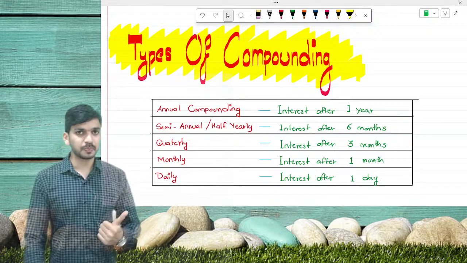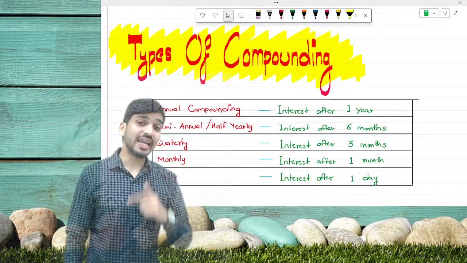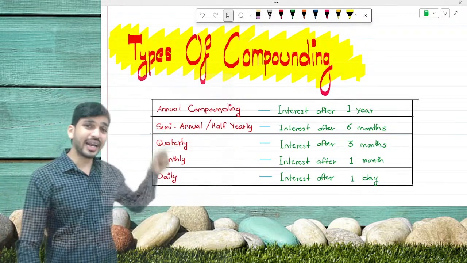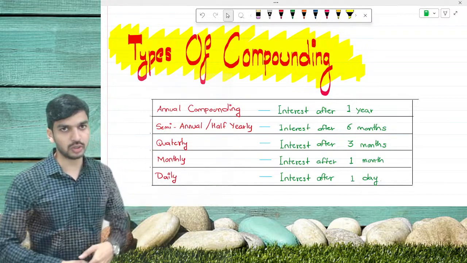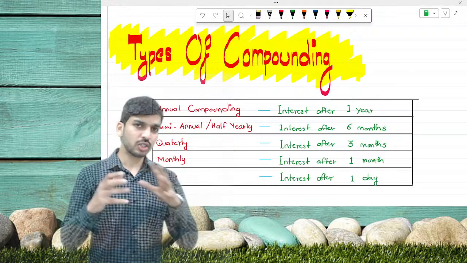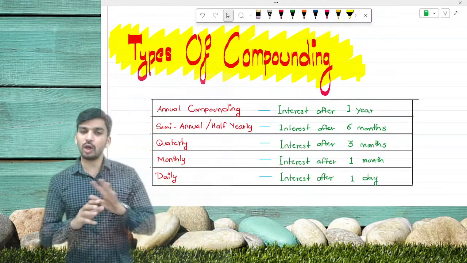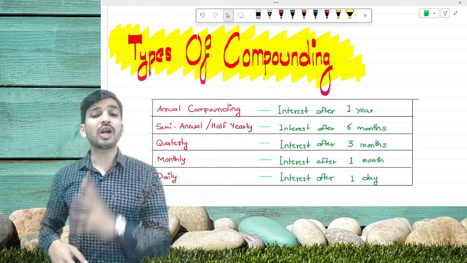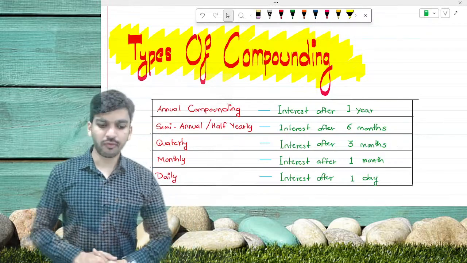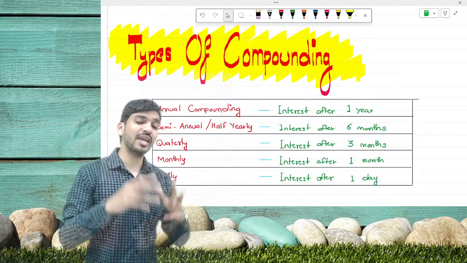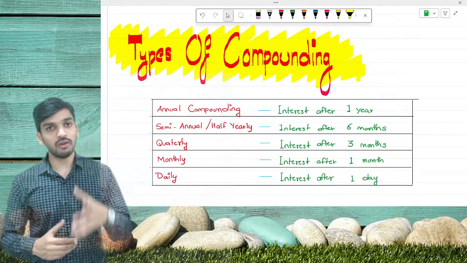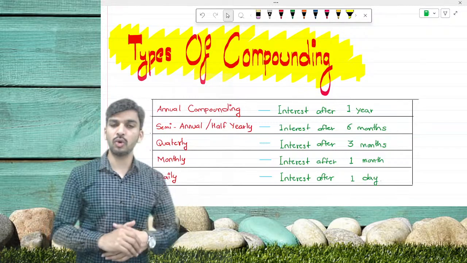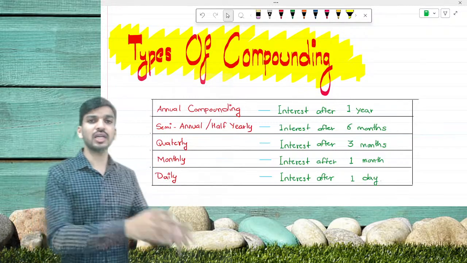And last but not the least, there is daily compounding. Yes, all these terms are in practice in daily life also. You must know that all the general banks, on average, provide you quarterly compounding. Okay, all of you? So if you have an account in any bank, they always give you quarterly compounding. That means interest is given to you after every 3 months.